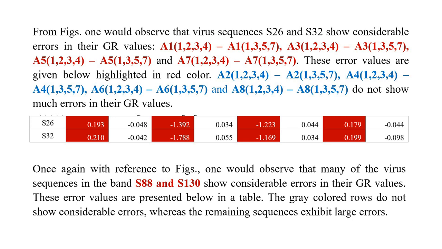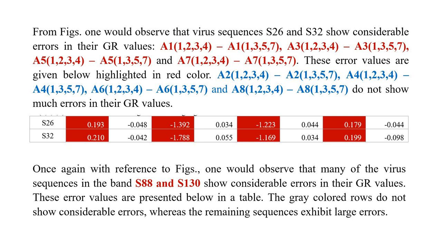Alternatively, A2 of 1234 minus A2 of 1357, A4 of 1234 minus A4 of 1357, A6 of 1234 minus A6 of 1357 and A8 of 1234 minus A8 of 1357 do not show much errors in their GR values for S26 and S32. Once again, with reference to figures, one would observe that many of the virus sequences in the band S88 and S130 amounting to 43 genomes show considerable errors in their GR values.